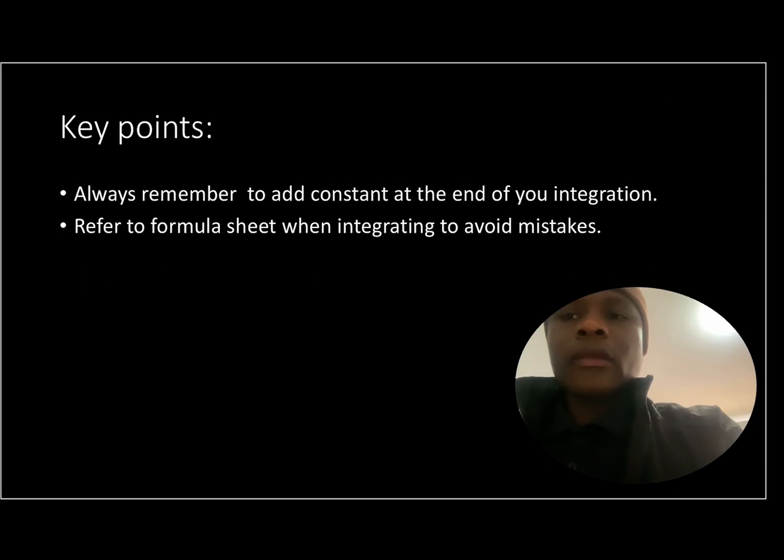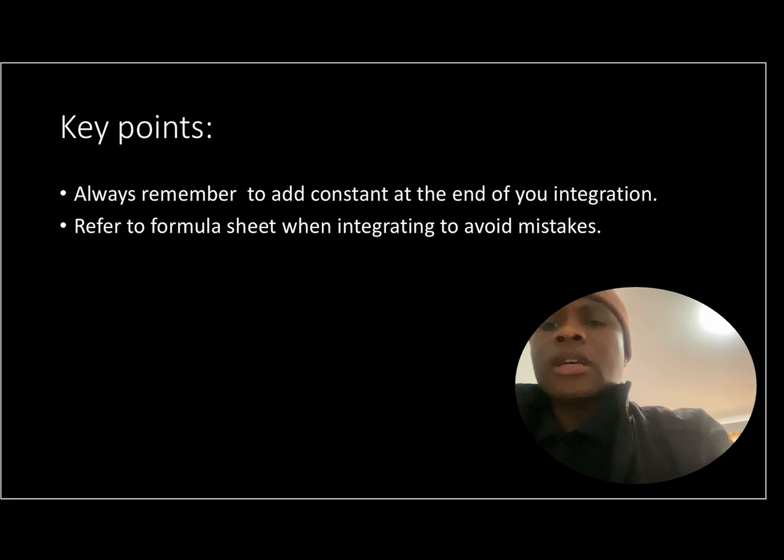Therefore, these are the key points that I emphasized in this lesson. I said always remember to add the constant at the end of the integration, right? You always add it because we don't know if it was there or not. If it was not there, obviously it will be 0. If it was there, it will be any number, right? We just don't know the accurate number. And also refer to the formula sheet when integrating to avoid mistakes.